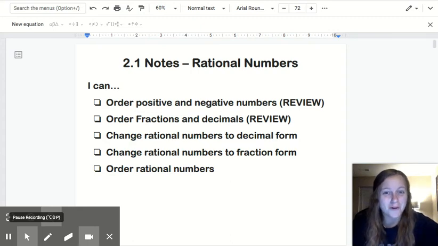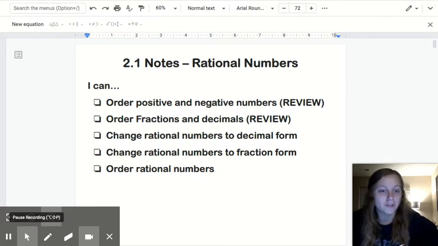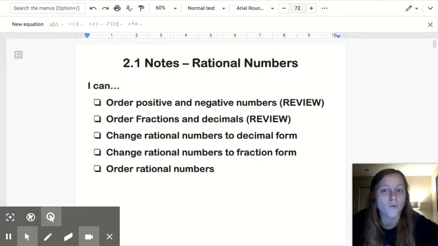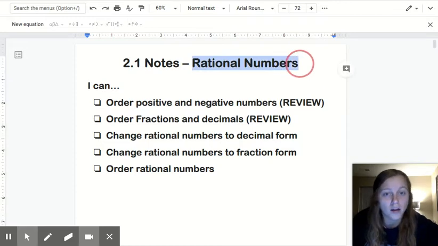Hi guys, so we are officially starting chapter 2A. I feel like it's been a while since we learned something new, really. So here is something new for you to do. We are learning all about rational numbers, what those are, what they look like, how to use them in this chapter or in this section.